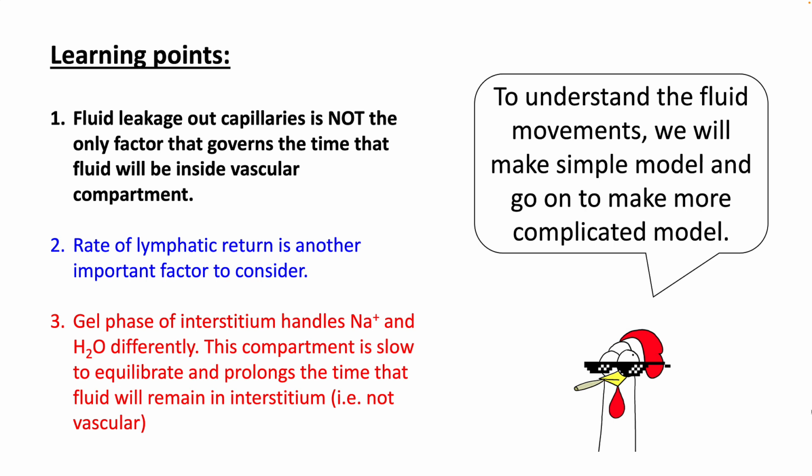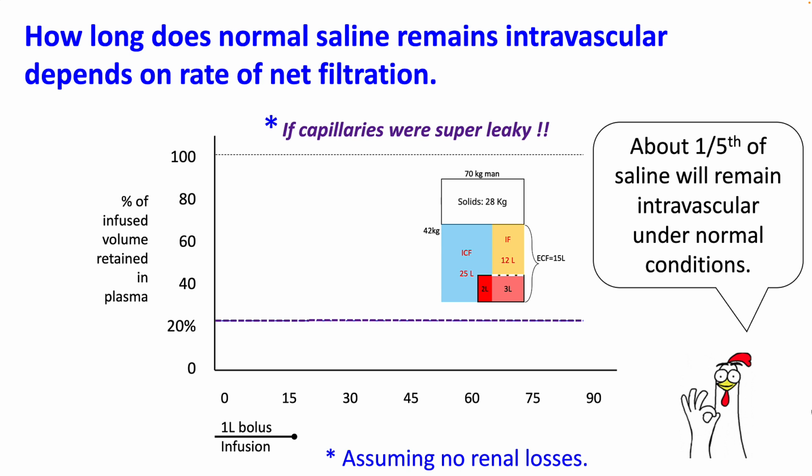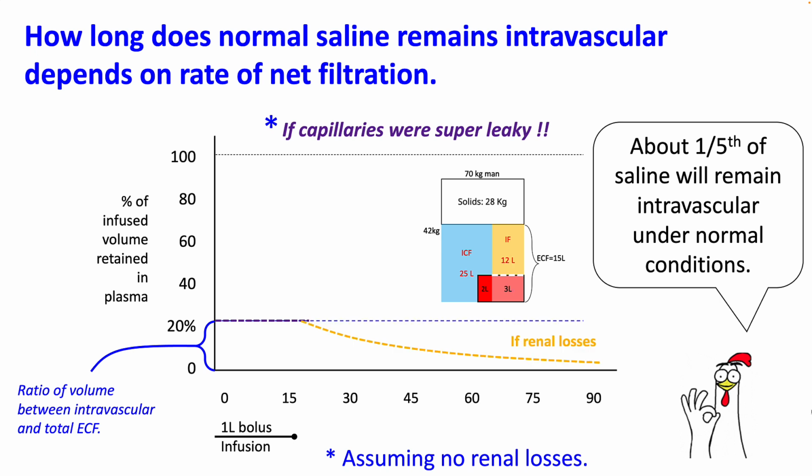To understand the fluid movements, first we'll make a simple model and go on to make a more complicated model so that you can understand how long the fluids remain intravascular and the factors that govern them. If the capillaries were very leaky, most of the fluid that you give will equilibrate immediately to 20%. That is the ratio of your volume between the intravascular and the total ECF. So about 1/5 of the saline will remain intravascular under normal conditions.